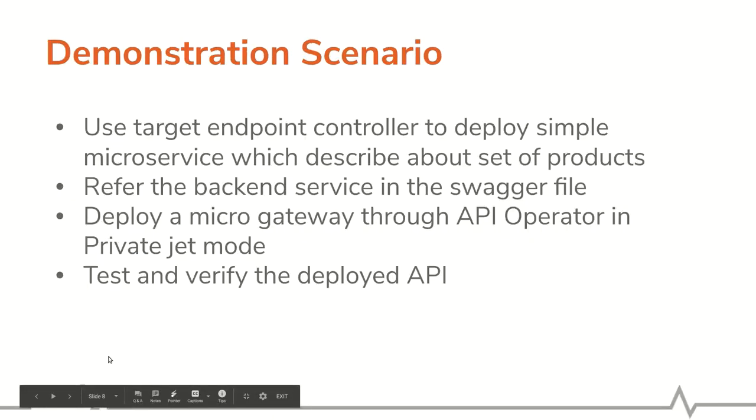I'm going to show a demonstration scenario. I used Target Endpoint Controller to deploy a simple microservice which describes a set of products. I will refer to this backend service in the Swagger file. I will use our API Operator to deploy a micro gateway in private jet mode. And I will finally test and verify the backend service with the API management capabilities offered through our API Operator.